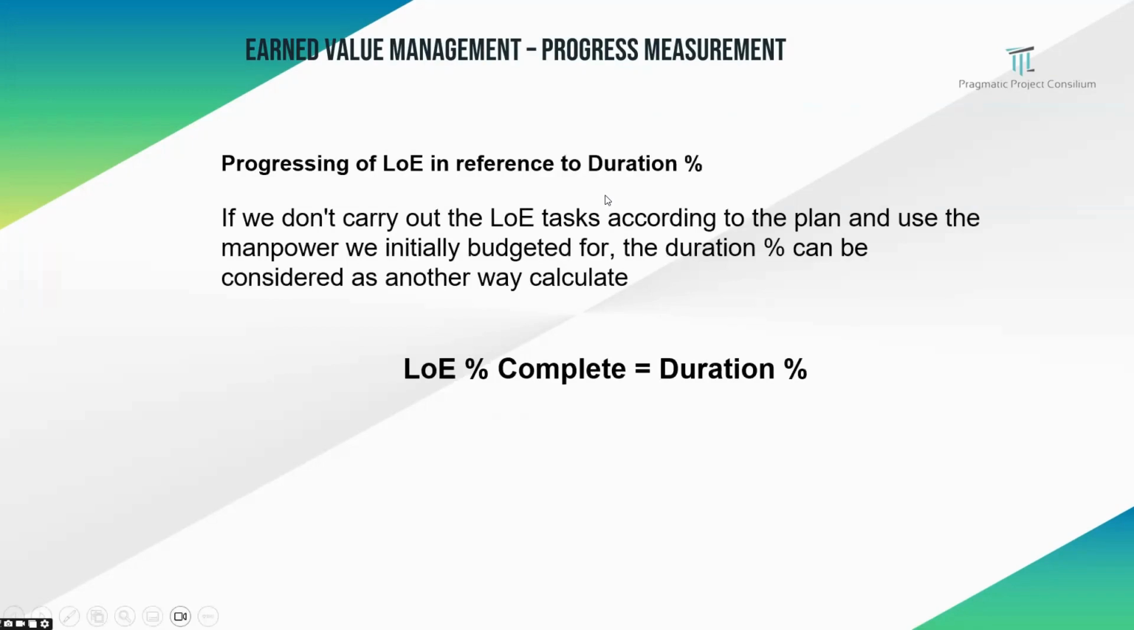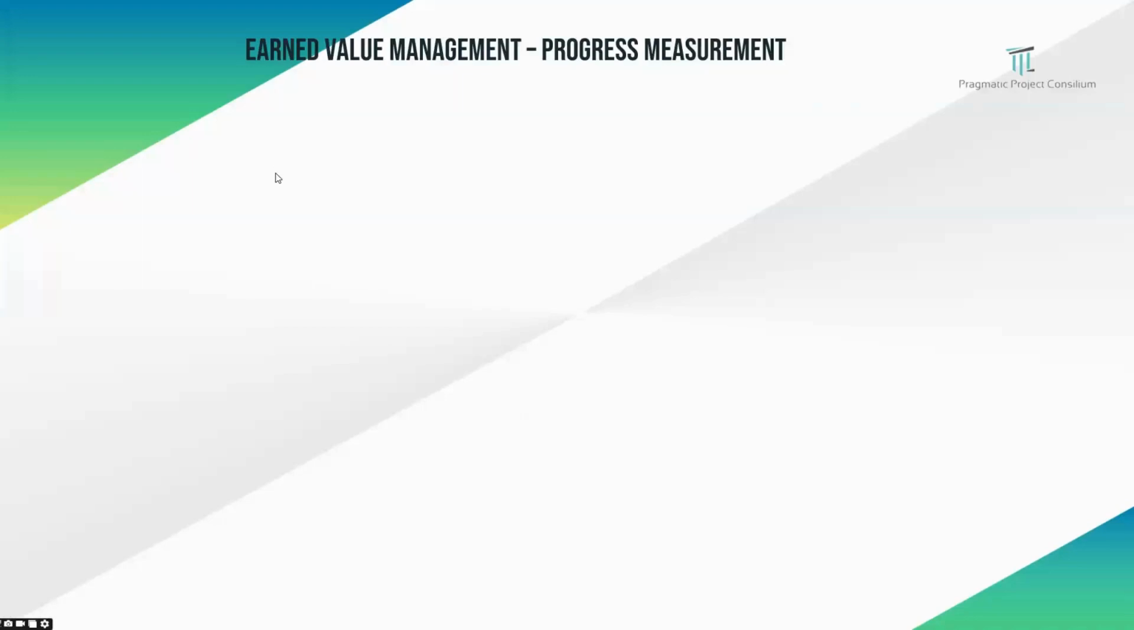Now, let us see progressing of LOE in reference to the duration and its percentage. If you do not carry out the LOE task according to the plan and use the manpower we initially budgeted for, the duration percentage can be considered as another way of calculation. Therefore, the level of effort percentage complete is equal to duration percentage. For example, progressing of LOE in reference to duration percentage.